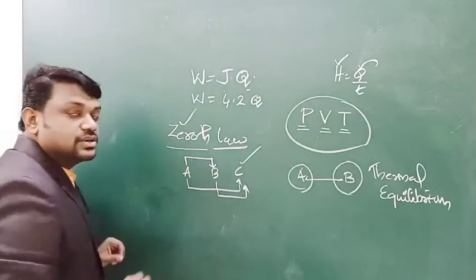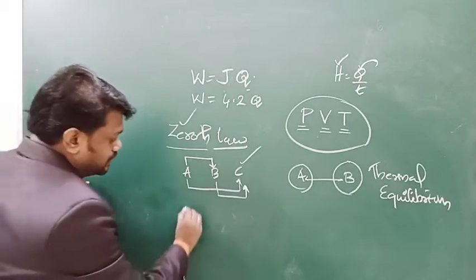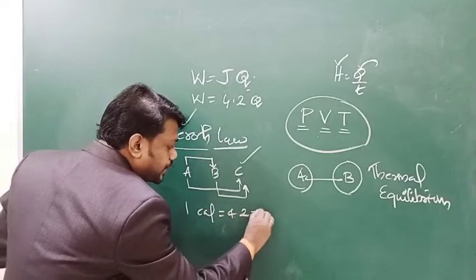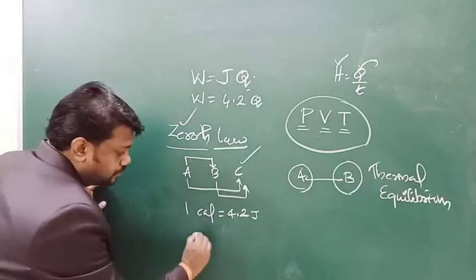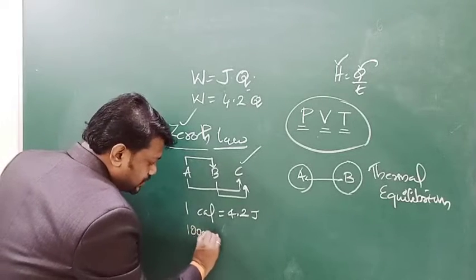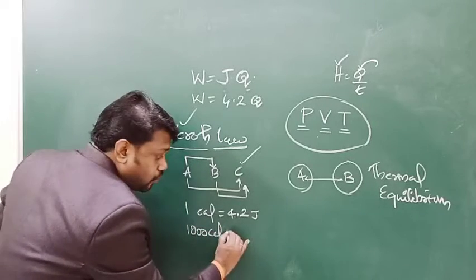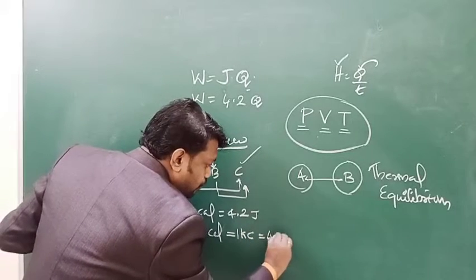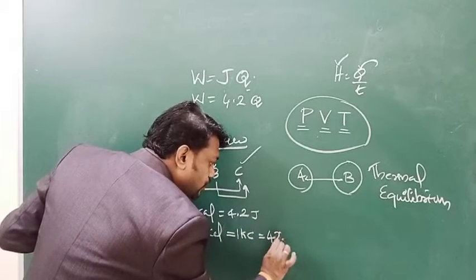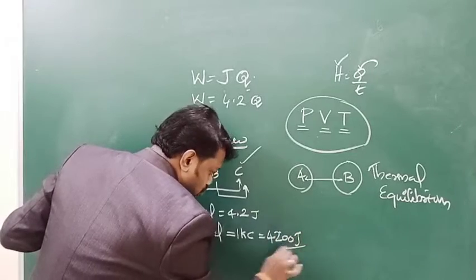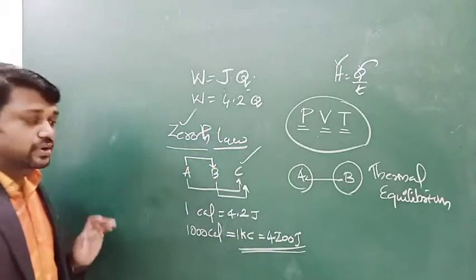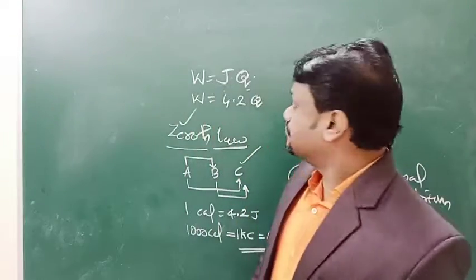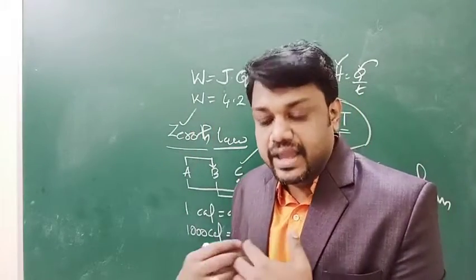That is, 1 calorie is equal to 4.2 joules. So remember that 1 calorie is equal to 4.2 joules, or 1000 calories, which is 1 kilocalorie. 1 kilocalorie is equal to 4200 joules. This conversion factor you should remember. Okay, so that is the conversion factor for converting heat into energy.